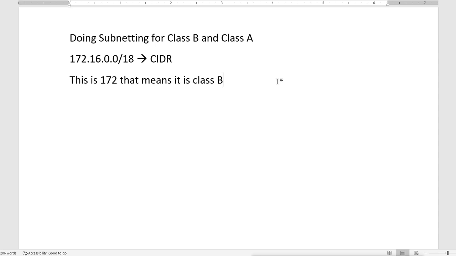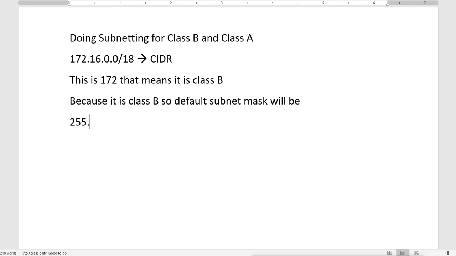Now I know this is class B. Why do I want to know the class? Because I want to know the default subnet mask. Because it is class B, the default subnet mask will be 255.255.0.0.